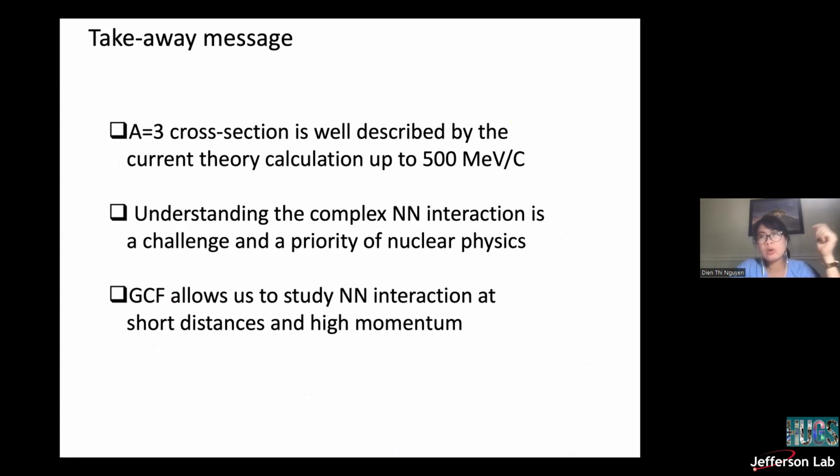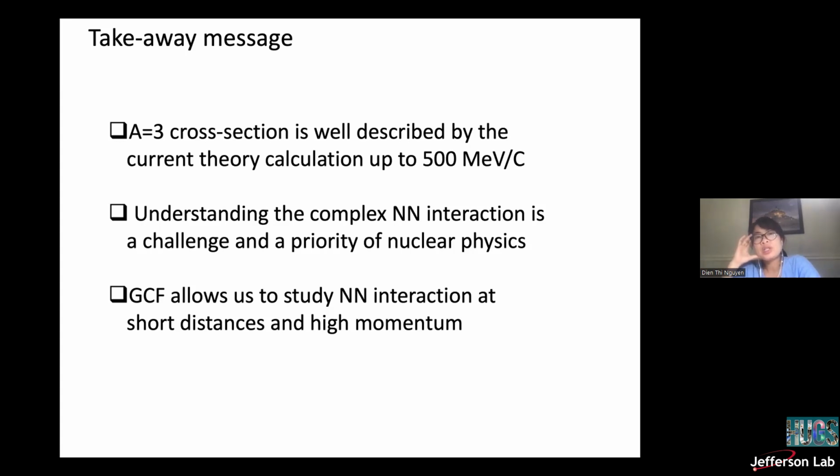So this is a very crucial benchmark in order to give us the confidence that our theory calculation is good for the light nuclei. That is the first thing to take away. The second message to take away is that understanding this complex NN interaction is very challenging, but it's very important for nuclear physics. It is the tool to help us understand the short-range correlation, and it is also the initial input for many other calculations as well.